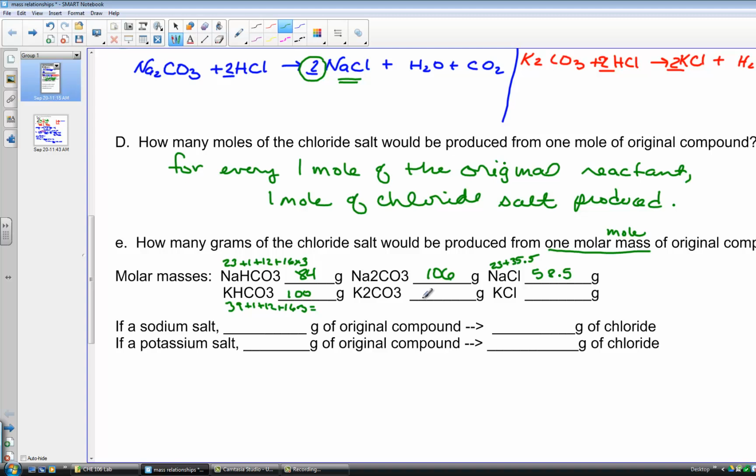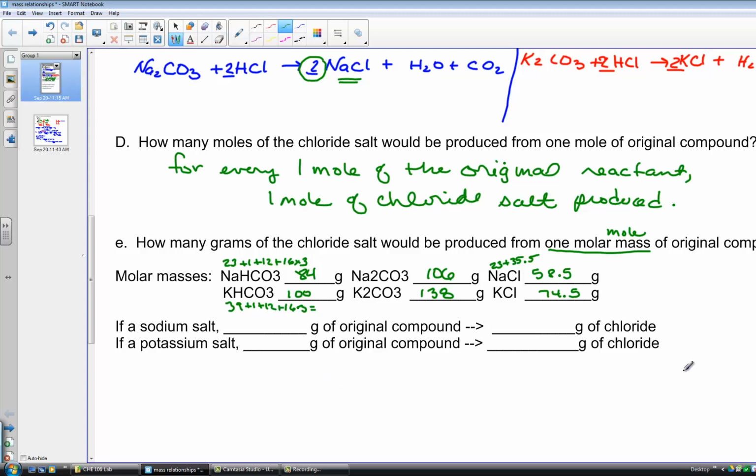I'm sorry, I'm pausing because I'm checking my math. 39 times 2 plus 12 plus 48. I get 138. All right, thank you for your patience there. I just wanted to be sure I didn't carry a mistake forward. 39 plus 35.5, and this guy has 74.5. That looks better. I knew I messed up here because those came out too similar.